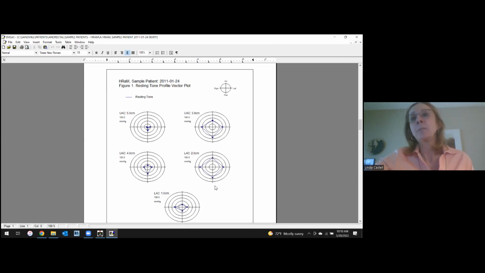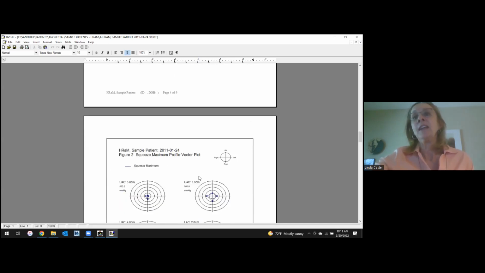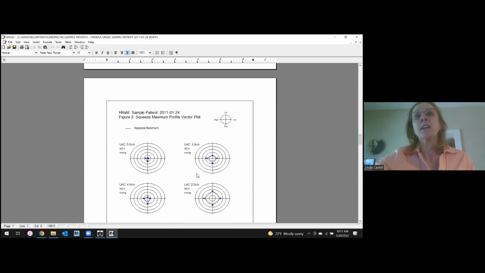It's going to plot the pressures on circles. Our range here is 100, so each circle vector is 20 millimeters of mercury. That's 20, 40, 60, 80. All these resting pressures are around the 80 vector, so this is a very symmetrical sphincter. They're all on the same circle. And that was resting.